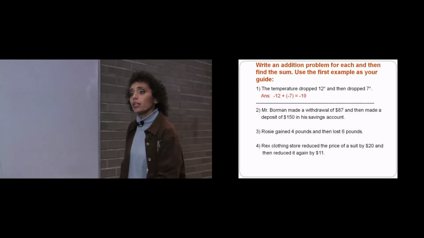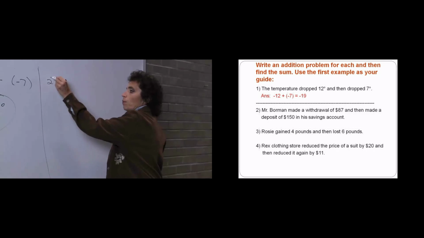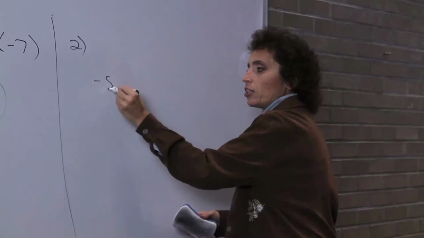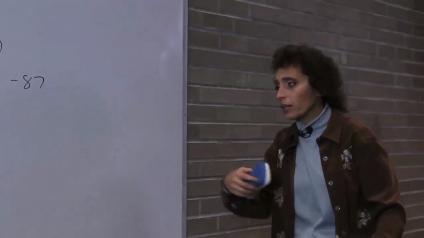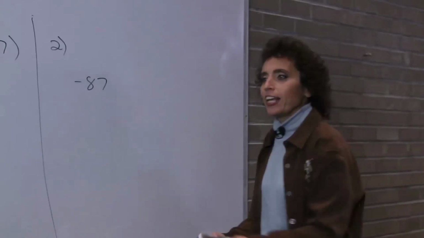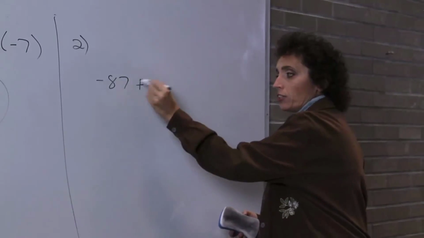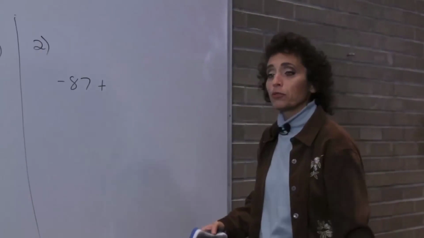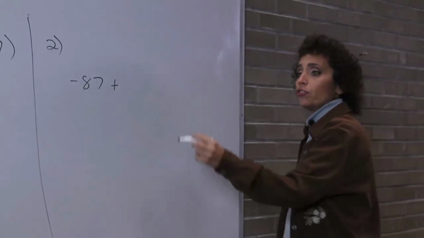Okay, let's see how you did. Number 2, Mr. Borman made a withdrawal of $87. Withdrawal would mean taking money out of the bank, so that's negative 87. And then he made a deposit, so this is the next thing he does. We're going to write it as an addition problem. That's what it asks us to do on these problems. And then he made a deposit of $150.